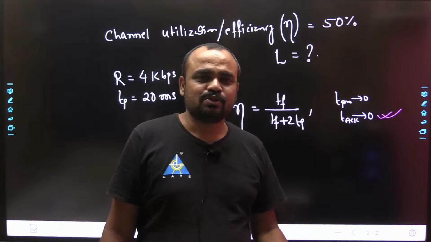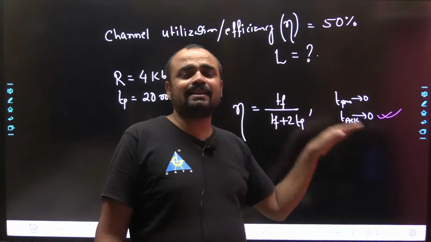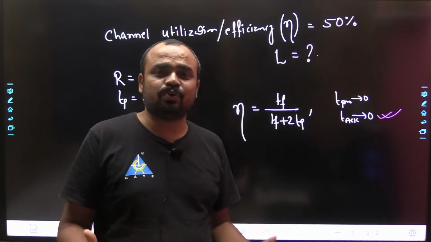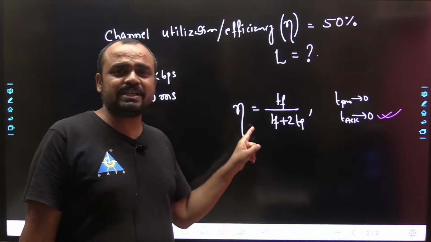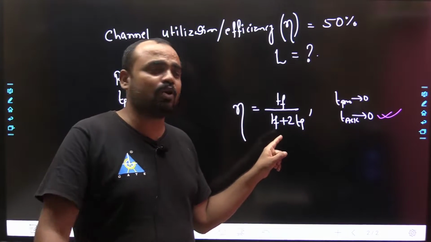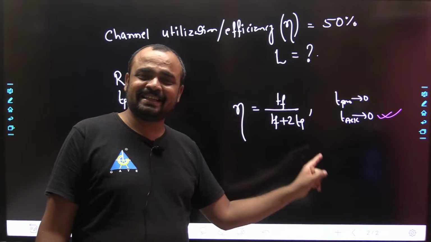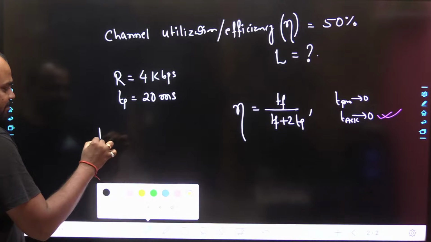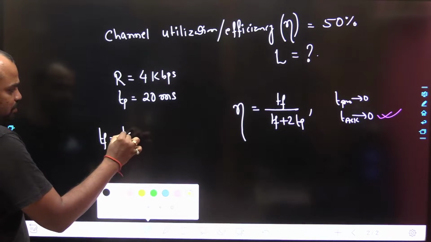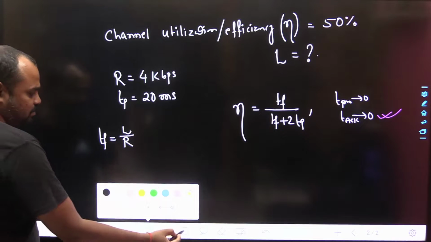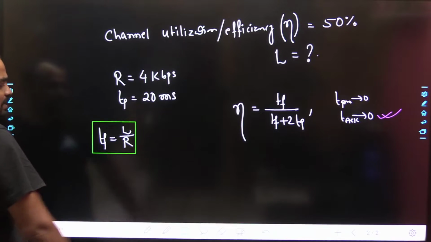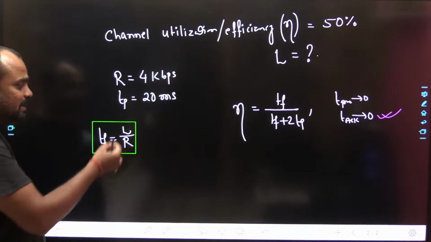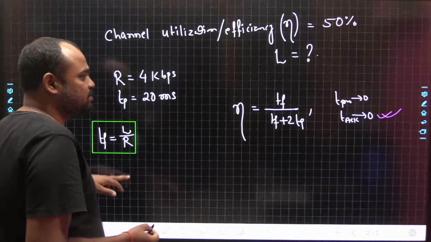Is that clear? So if the processing time and the acknowledgement transmission time are 0, then the channel utilization in case of a stop and wait protocol will be written like this. Yes or no? And we already know that TF is equal to L upon R. We already know the transmission time of the frame is nothing but L upon R. So just try to write over here.